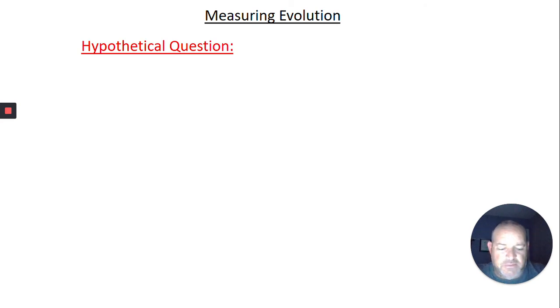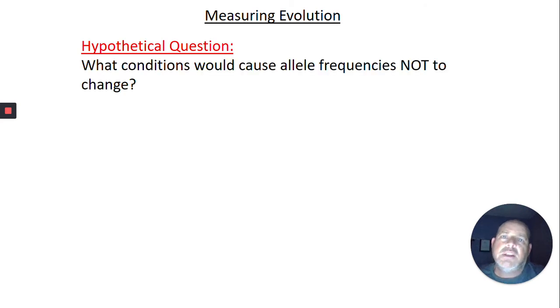So here's a question for you: what conditions would cause allele frequencies not to change? What would keep allele frequencies the same? What that question's really asking is, what would keep things from evolving? So pause the video for a minute and think about it. Why would things not evolve? How would that happen? What sort of conditions would you need for things not to evolve? Okay, hopefully we thought about it or paused the video a little bit.